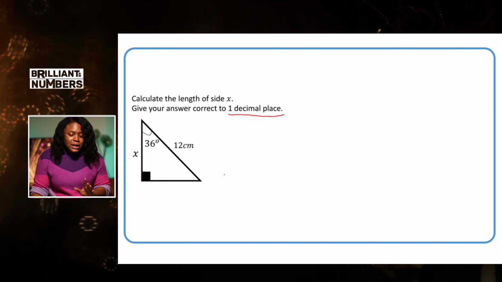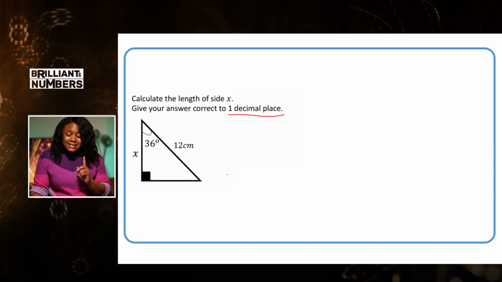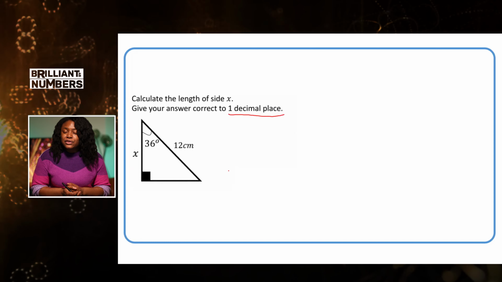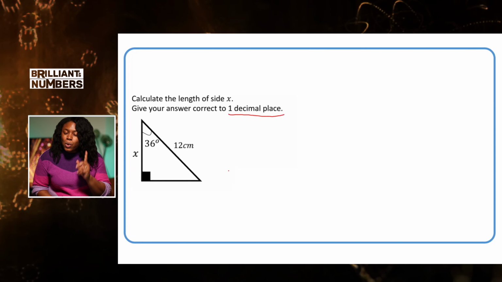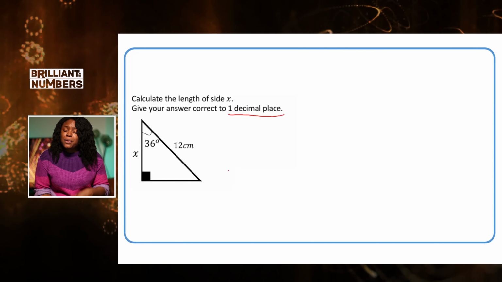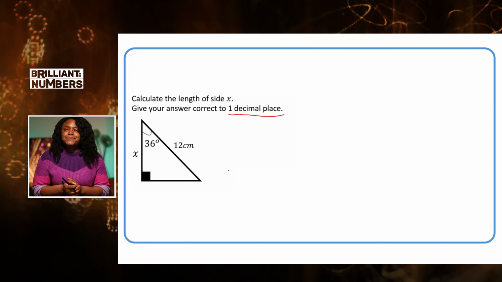Now we look at our diagram here. It's a right angle triangle. Remember, when it's a right angle triangle, there are just 2 possibilities. One is Pythagoras' theorem, or it could be trigonometry, which is SOHCAHTOA.